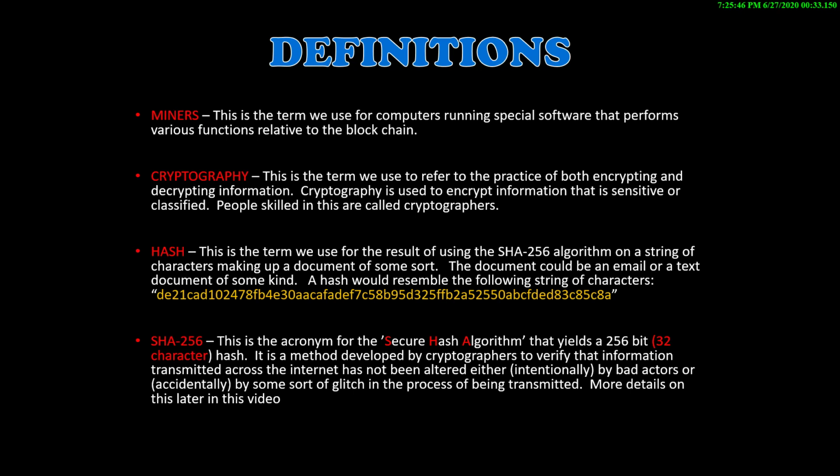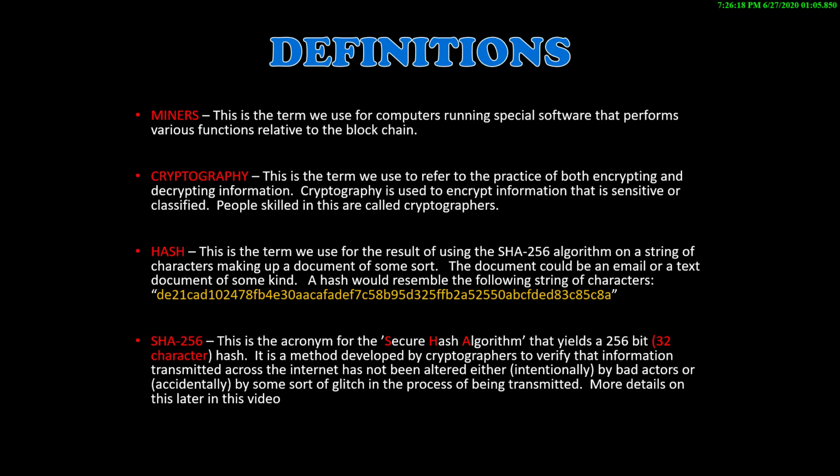Definitions. Miners. This is the term used for the computers running special software that performs various functions relative to the blockchain. Cryptography. This is the term used to refer to the practice of both encrypting and decrypting information. Cryptography is used to encrypt information that is sensitive or classified. People skilled in this are called cryptographers.